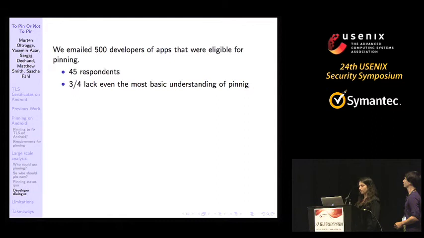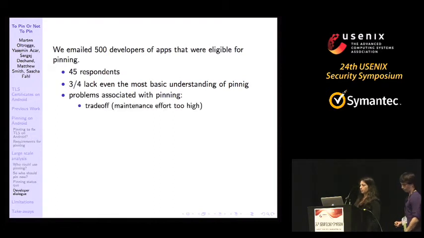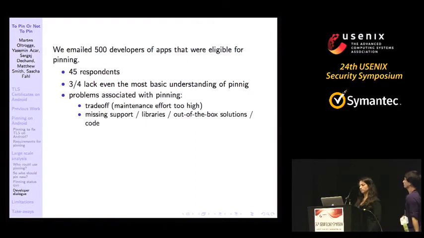And 3/4 of them lacked even the most basic understanding of pinning. So they either had never heard of it, or they said they had heard of it, but when we asked them what it was, they couldn't tell us. Of those who knew a bit about pinning, they associated many problems with it. The worst problem was the huge trade-off. So they said the maintenance effort is too high. They were also missing support. They were missing libraries. They said they wanted easy out-of-the-box solutions, and most of all, they missed example code, or code that was ready for them to copy and paste.